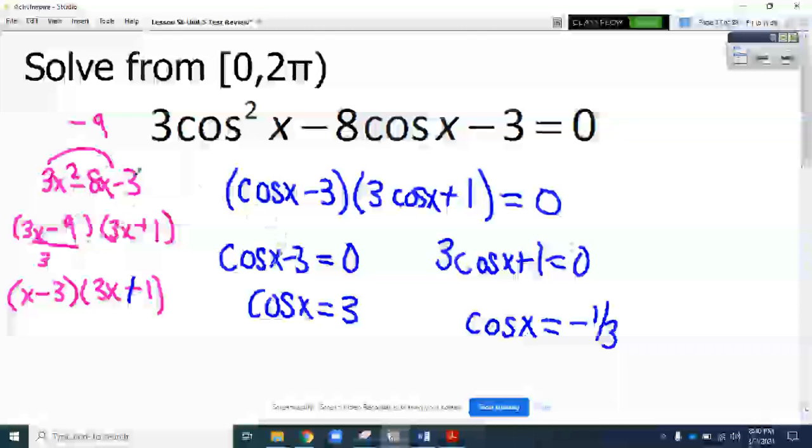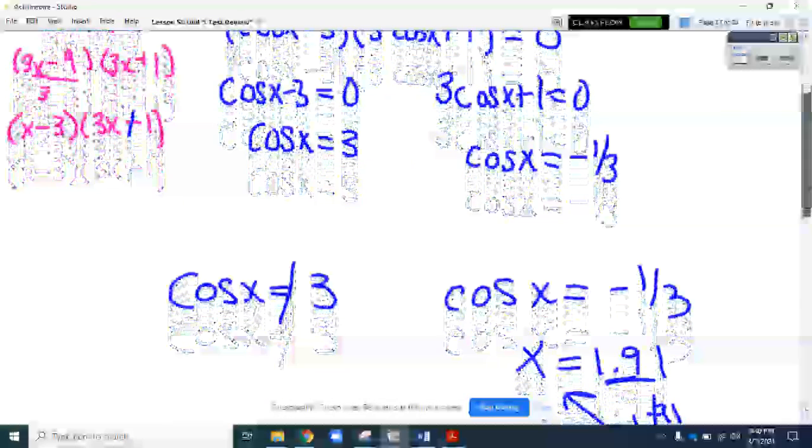Right, so for this one, I could factor, you could factor. So over here, I did my scratch work where I factored with a leading coefficient. I got x minus 3 and 3x plus 1. So I brought it back here. I said, all right, so cosine x minus 3 and 3 cosine x plus 1. Set them both equal to 0. I get cosine of x is 3. Cosine of x is negative 1/3.